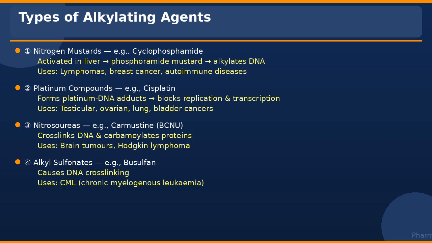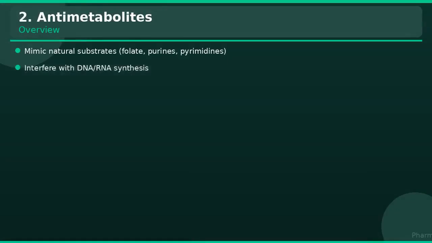Third, nitrosoureas like carmustine cross-link DNA and carbamoylate proteins. They are used for brain tumors and Hodgkin lymphoma. And fourth, alkyl sulfonates like busulfan cause DNA cross-linking and are primarily used in chronic myelogenous leukemia. The second major class is antimetabolites.